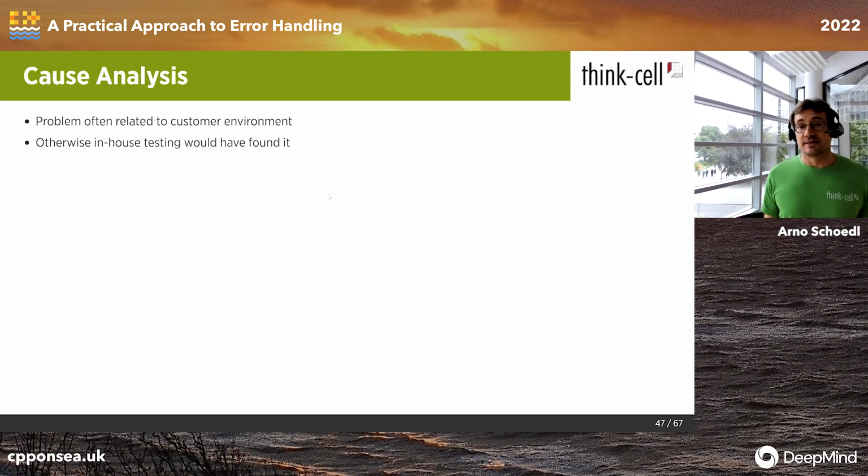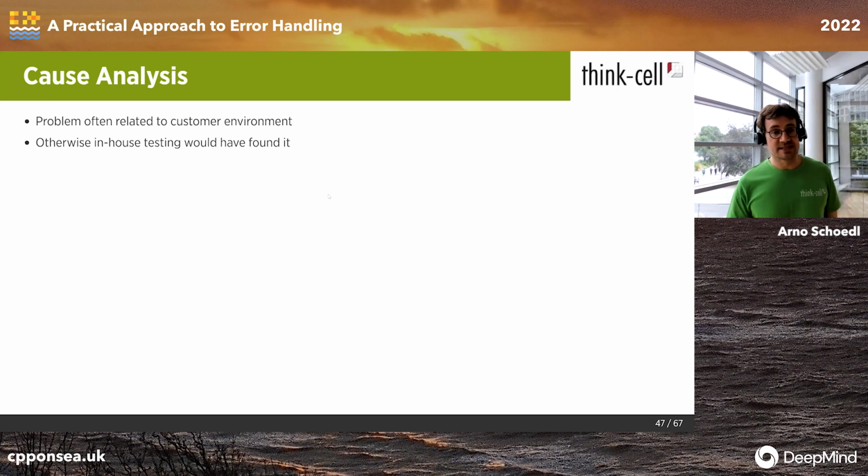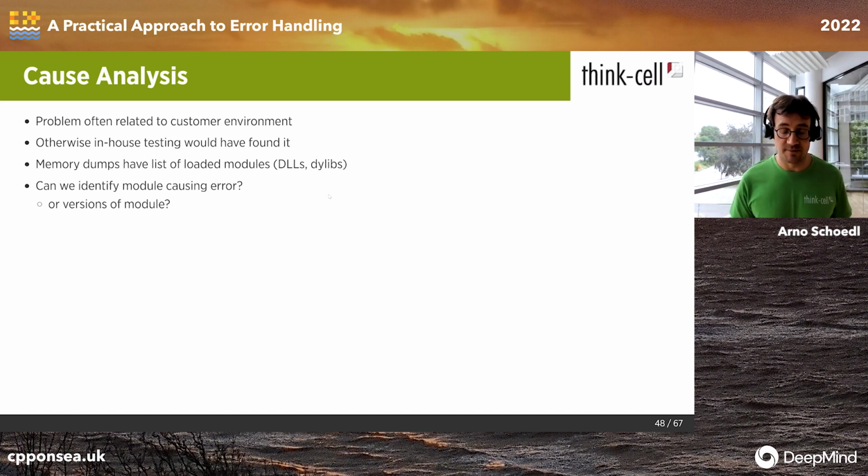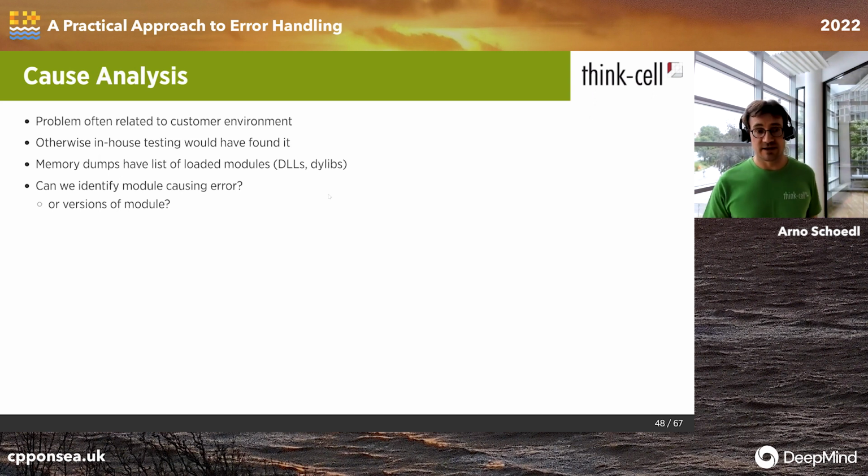In our environment, in our application, it's quite frequent that problems are related to the customer environment. Otherwise, we have in-house testing, and that in-house testing would have found the problem. Now, these memory dumps that we send have a list of loaded modules. That's DLLs in Windows or dylibs for macOS. Can you identify the module that is causing the error, or even the versions of the modules that are causing the error? How could we go about that?